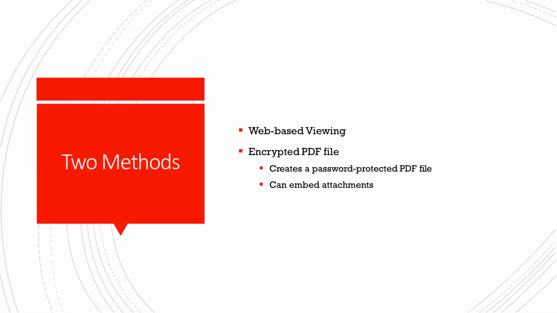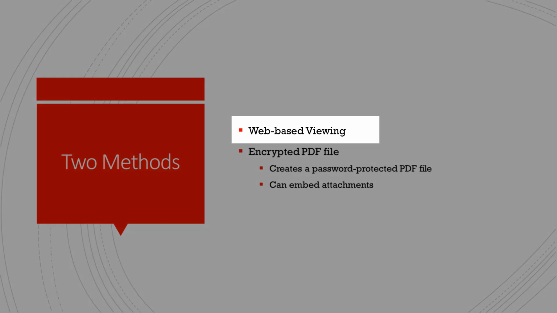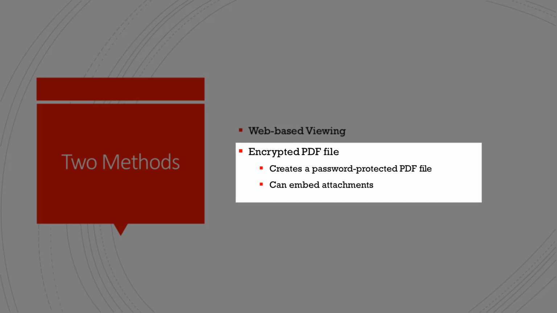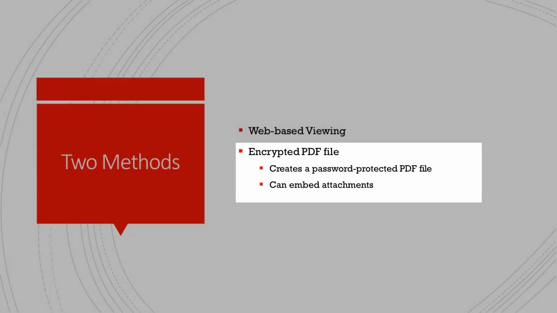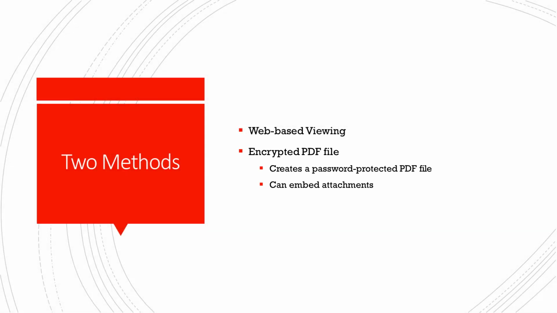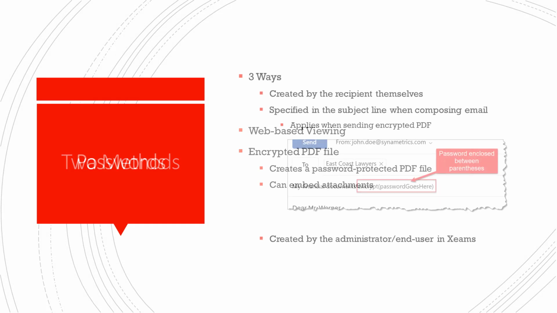Zeems offers two ways to encrypt messages. The first is to ask the recipient to log into the Zeems interface with their password, which I used earlier to demonstrate this feature. The second method is to create a password-protected PDF document. In this case, the system will convert an email to a password-protected PDF file, which can only be opened by the intended recipient. The administrator who manages Zeems for your organization can configure this behavior.